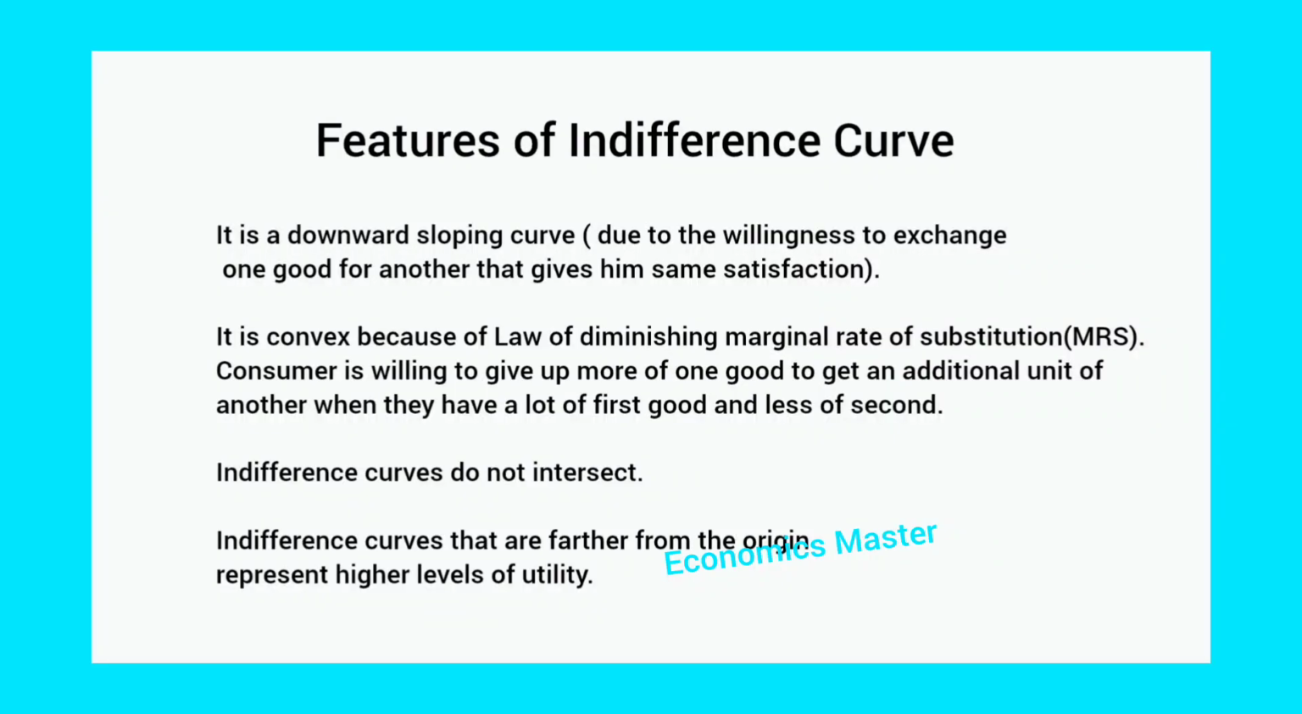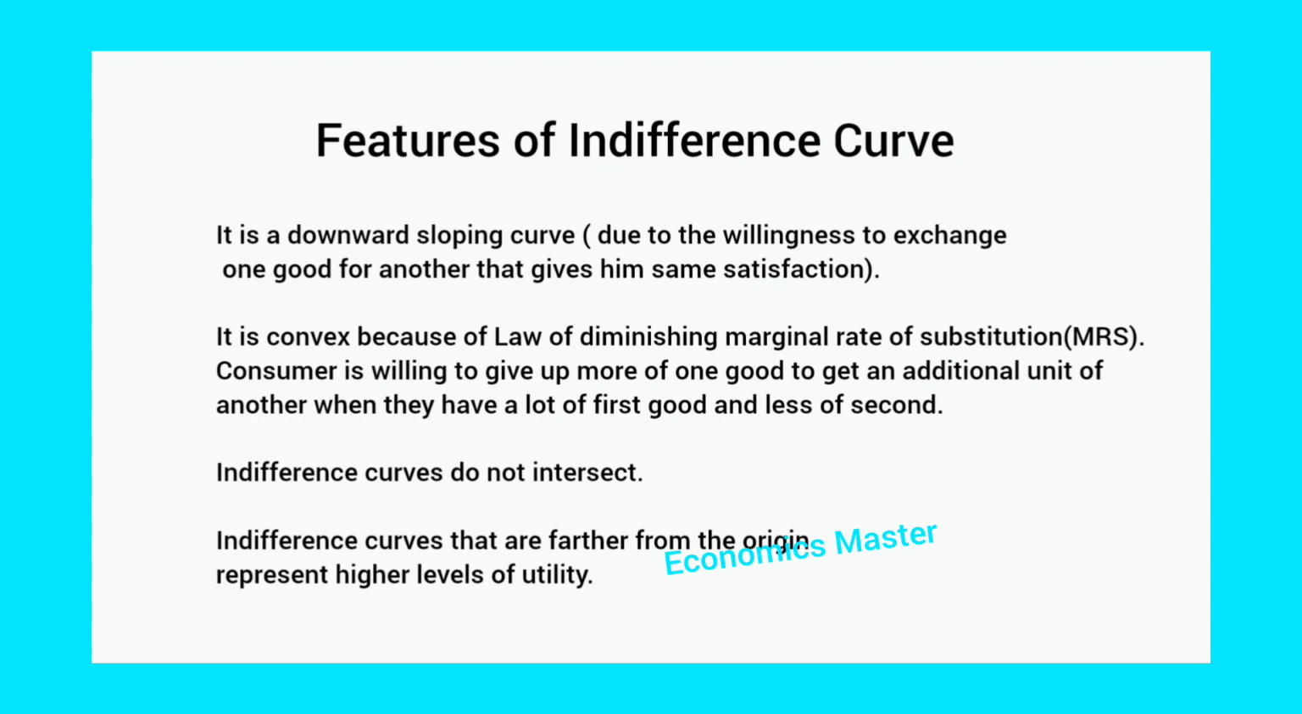Features of indifference curve. The first feature is it is a downward sloping curve because of the willingness to exchange one good for another that gives him the same level of satisfaction. Second feature is it is convex because of the law of diminishing marginal rate of substitution. Consumer is willing to give up more of one good to get an additional unit of another good when they have a lot of the first good and less of the second good, as in the case of apples and mangoes.